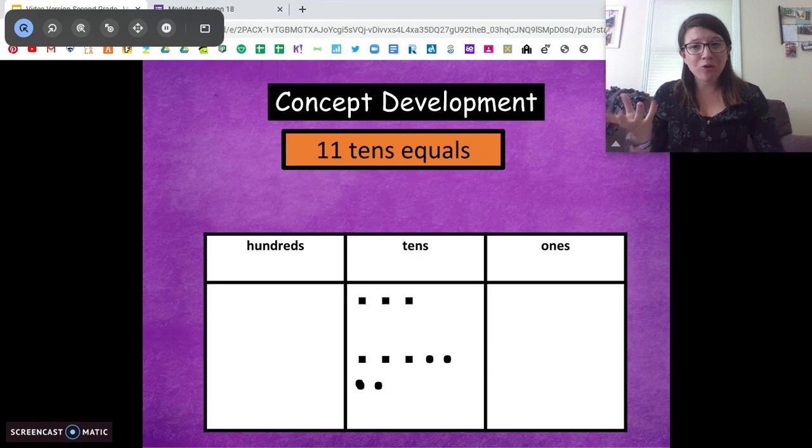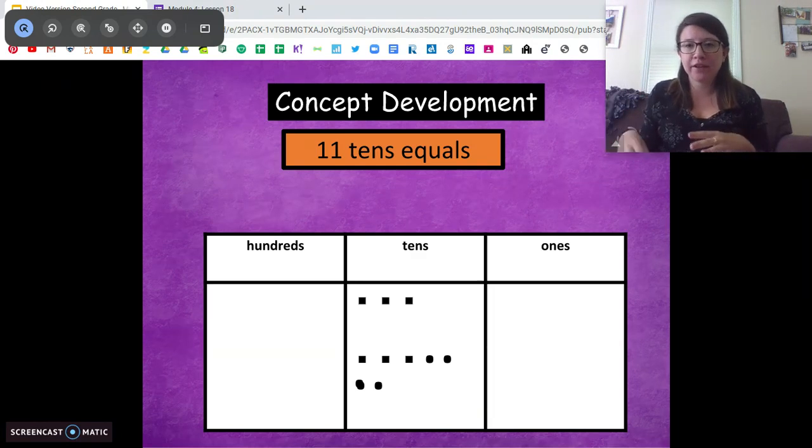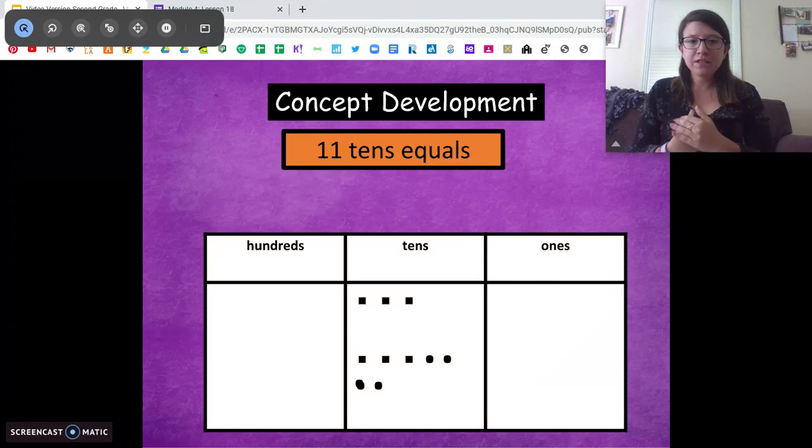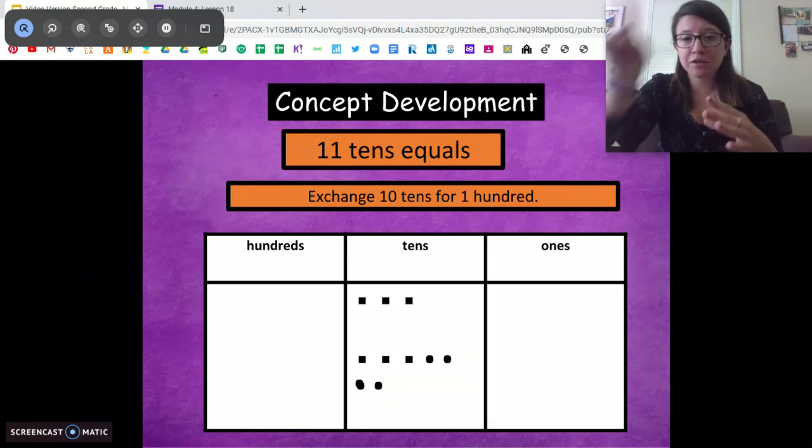Yeah, we can move them over. How many do we need to circle, or how many do we need to take off our place value chart to move over to make it 100? 10. Beautiful. So we're going to take 10 tens. I'm going to circle them on my thing.